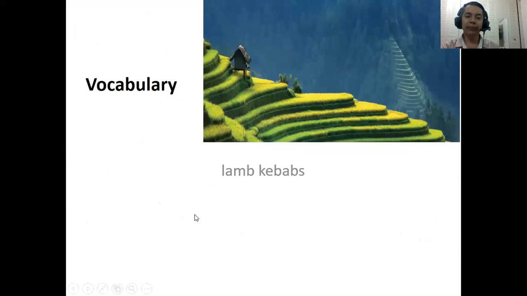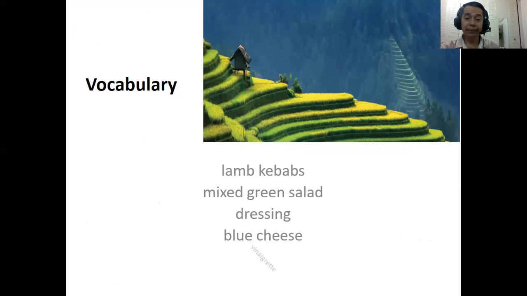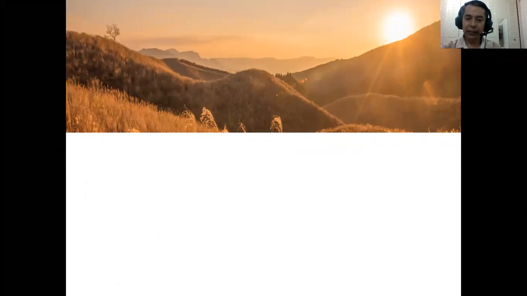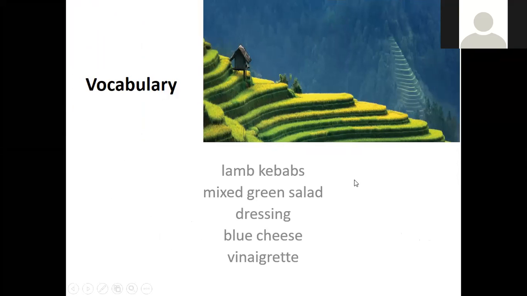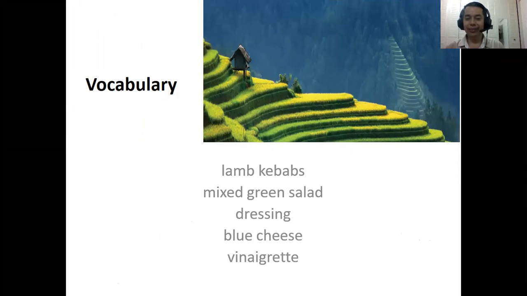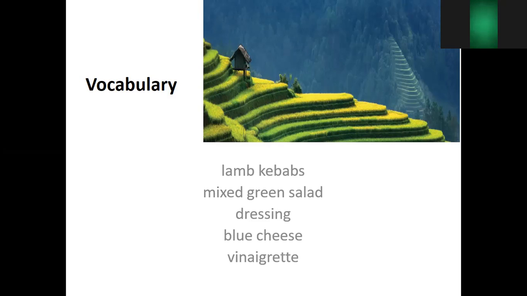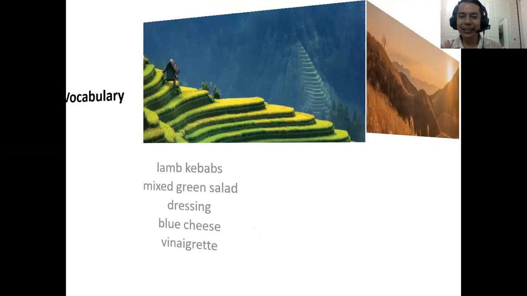Okay, the vocabulary for today: lamb kebabs, mixed green salad, dressing, blue cheese, vinaigrette. Okay, only that, right? Questions about vocabulary? No question. Dressing is aderezo. So when you have your salad, you say ranch or vinaigrette, yes, or some people put some cheese over there, right? Okay, good.